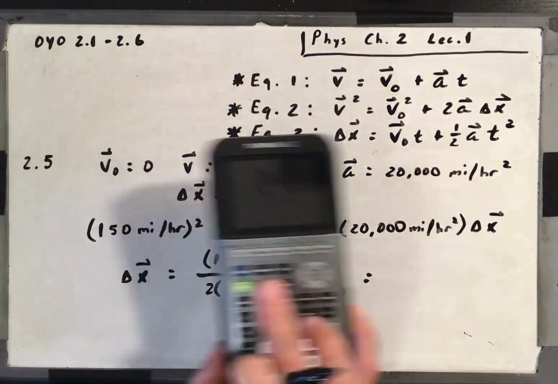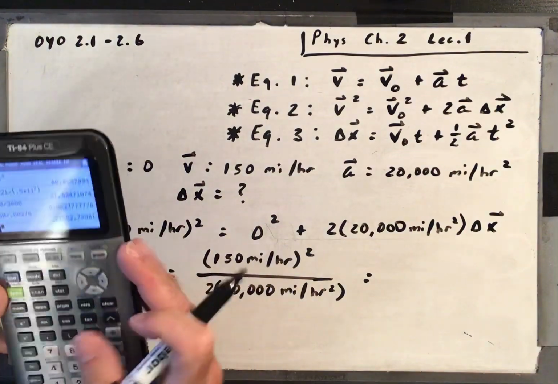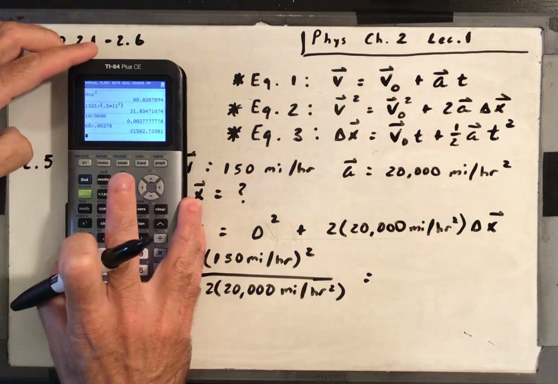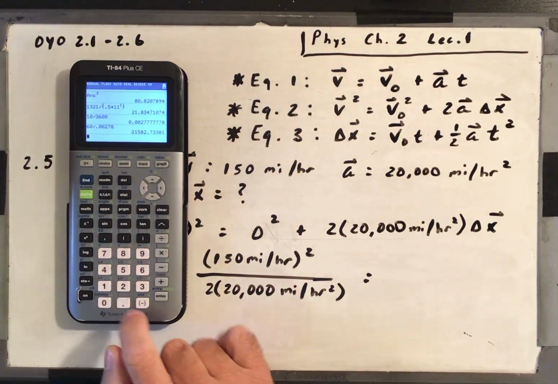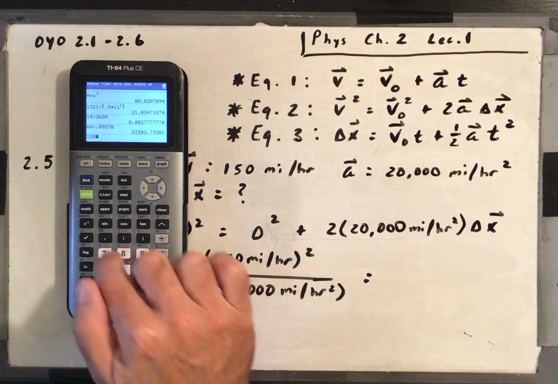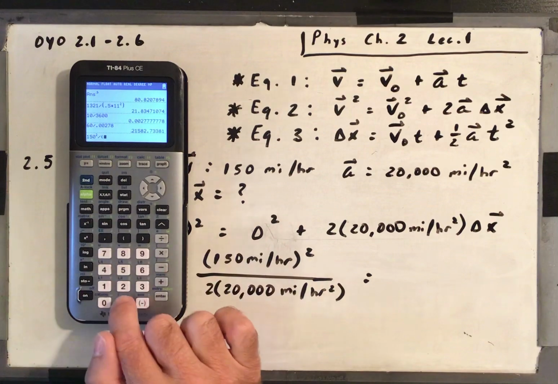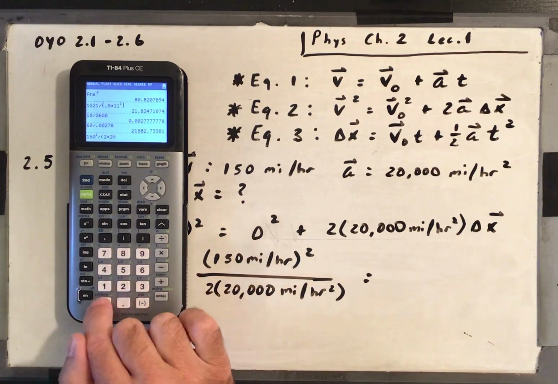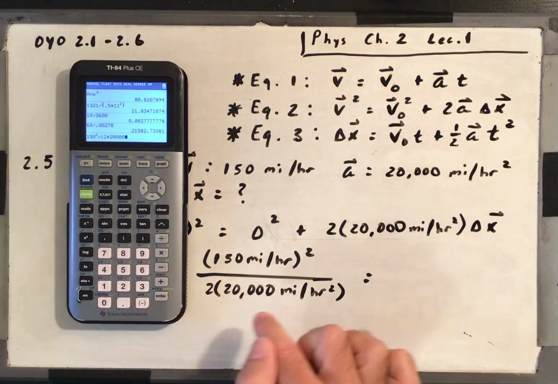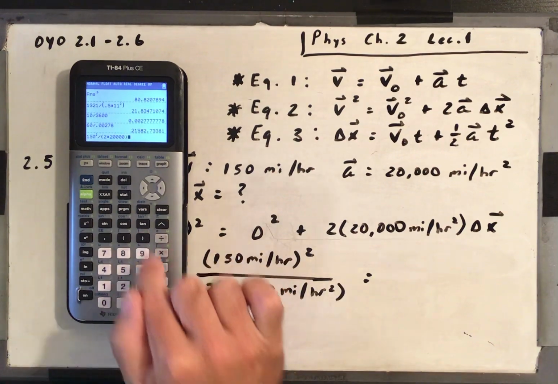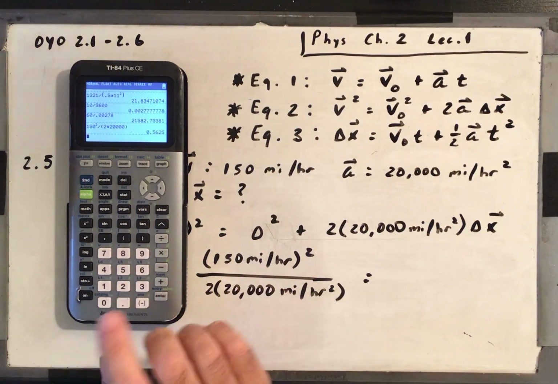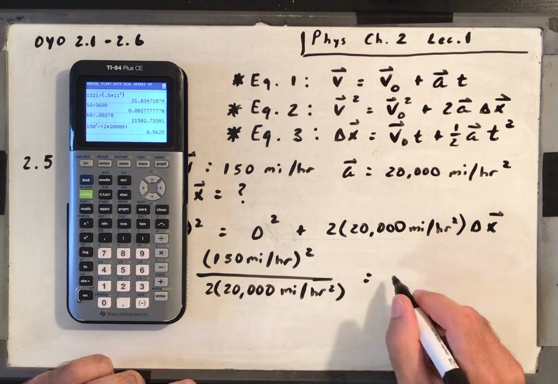All right, so I'm just going to show you the calculator work here. Don't know if you can see that or not. Maybe you can zoom in if you can't, but it'd be 150 squared divided by, left parenthesis, 2 times 20,000, which you could probably do that in your head and just put 40,000. And that's 0.5625.